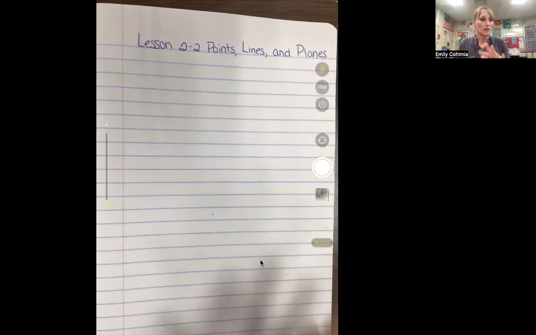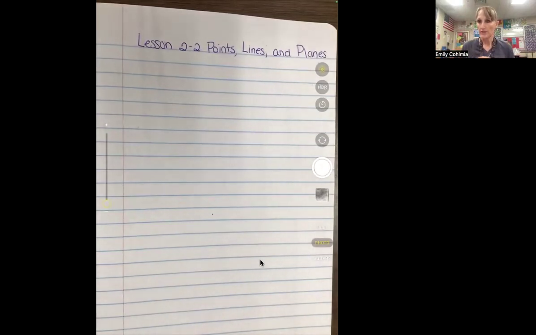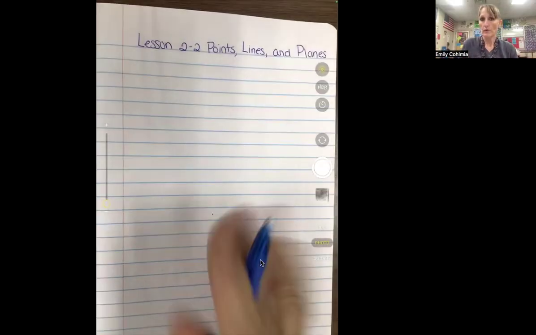So there is a lot of vocabulary in this section. As you're going to find in geometry, we have tons and tons of vocabulary. So you are going to need a highlighter so that you can highlight all of your vocabulary terms. And so we're going to first start out with a vocabulary term.